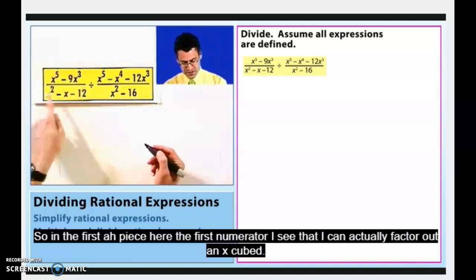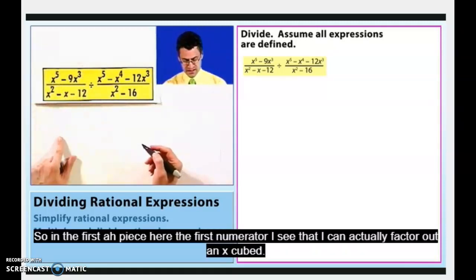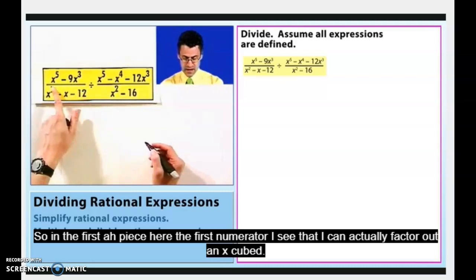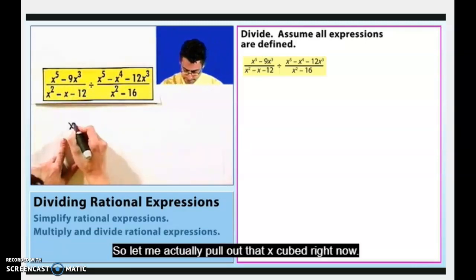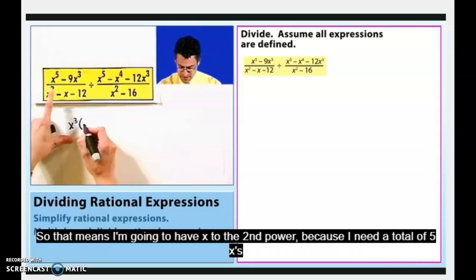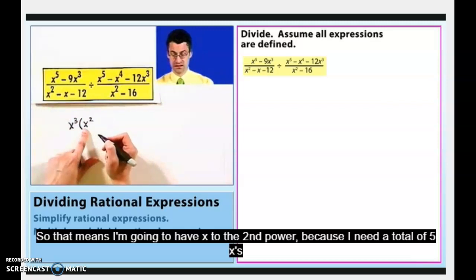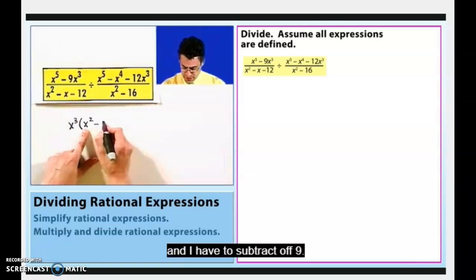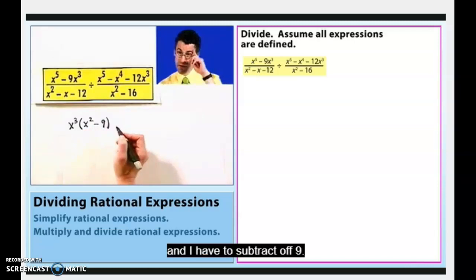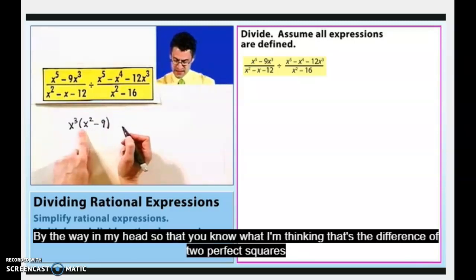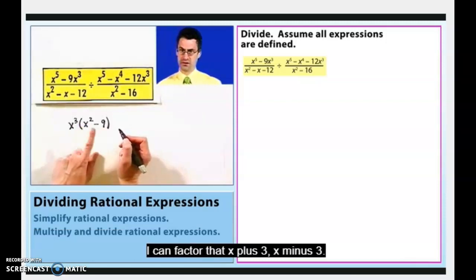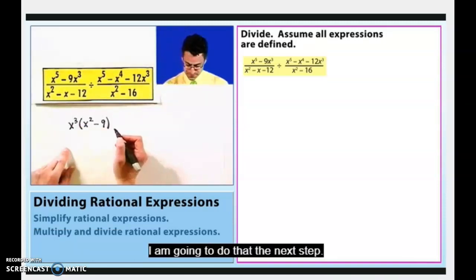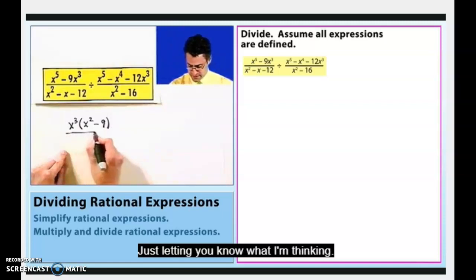So, in the first piece here, the first numerator, I see that I can actually factor out an x cubed. So let me actually pull out that x cubed right now. So that means I'm going to have x to the 2nd power, because I need a total of 5 x's. And then I have to subtract off 9. By the way, in my head, just to let you know what I'm thinking, that's the difference of two perfect squares. I can factor that x plus 3, x minus 3. I'm going to do that in the next step. Just letting you know what I'm thinking.